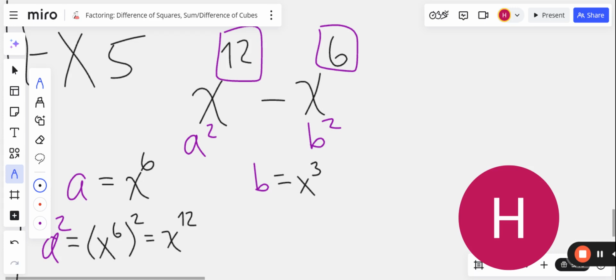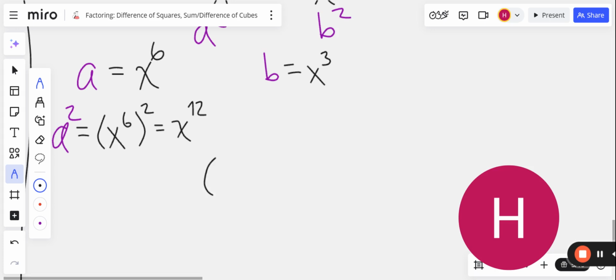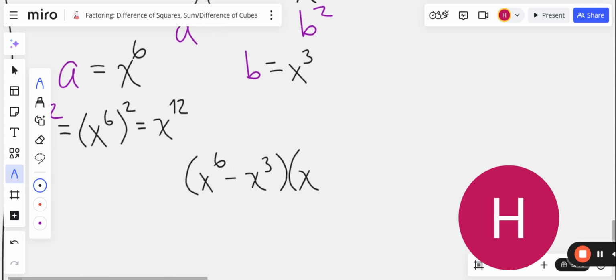Okay, so how does this factor exactly? It factors to a minus b times a plus b. So let's do that. X to the 6th minus x cubed, sorry, did I say x squared? I was thinking a squared, which it's not even a squared, it's just a minus b, a plus b, and x to the 6th plus x cubed.